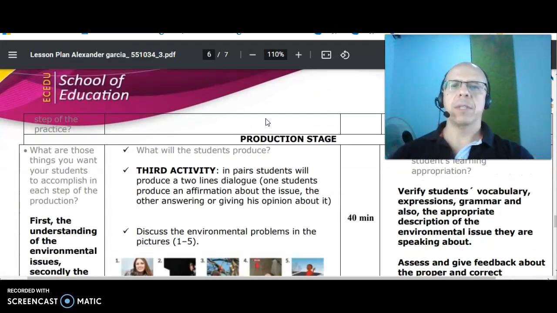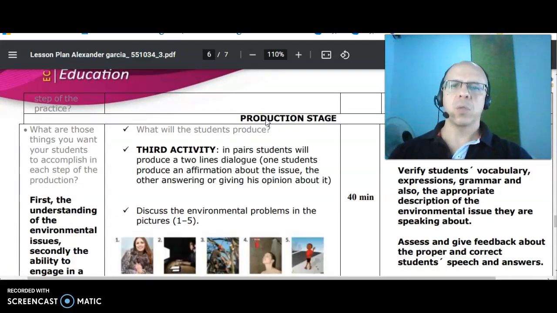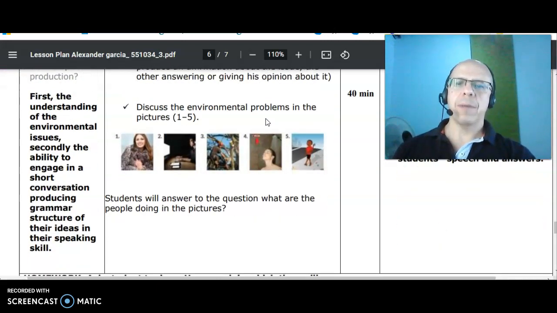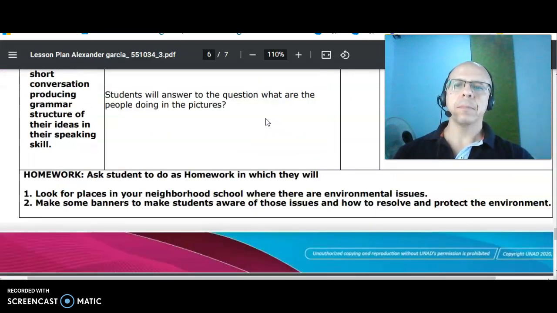Alright, so third activity: in pairs, the students will produce a 2-line dialogue, and then discuss environmental problems with pictures 1 to 5. Alright, so after that activity, there will be homework.